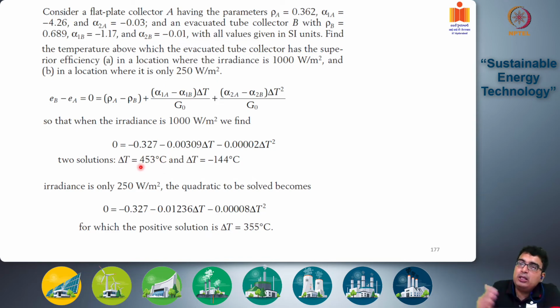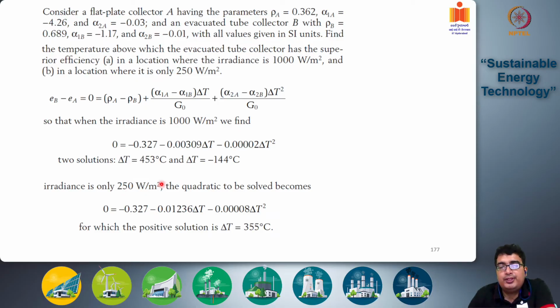So if the delta T is below 453, then you should use an evacuated flat plate collector, and if delta T is greater than 453, then you should use an evacuated tube collector according to this problem for a solar flux of 1000 watt per meter square.